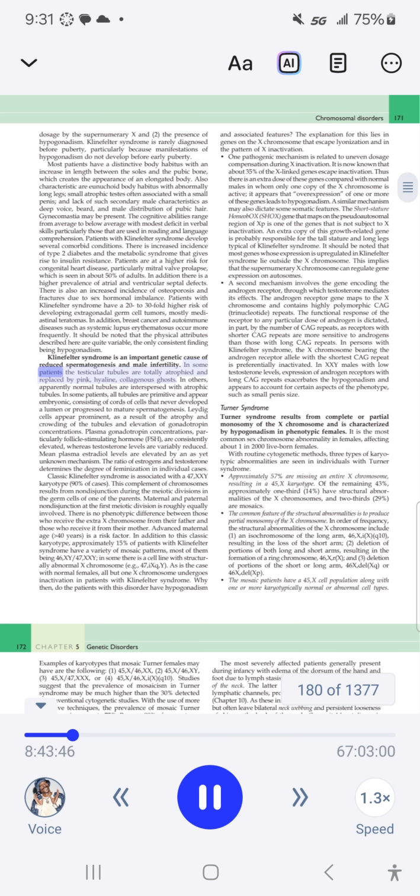In some patients, the testicular tubules are totally atrophied and replaced by pink, hyaline collagenous ghosts. In others, apparently normal tubules are interspersed with atrophic tubules. In some patients, all tubules are primitive and appear embryonic, consisting of cords of cells that never developed a lumen or progressed to mature spermatogenesis. Leydig cells appear prominent as a result of the atrophy and crowding of the tubules and elevation of gonadotropin concentrations.